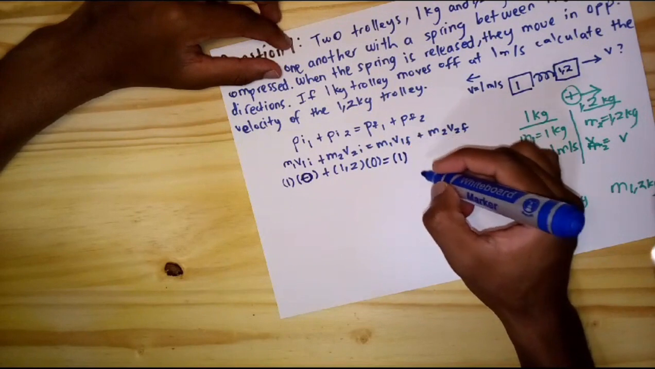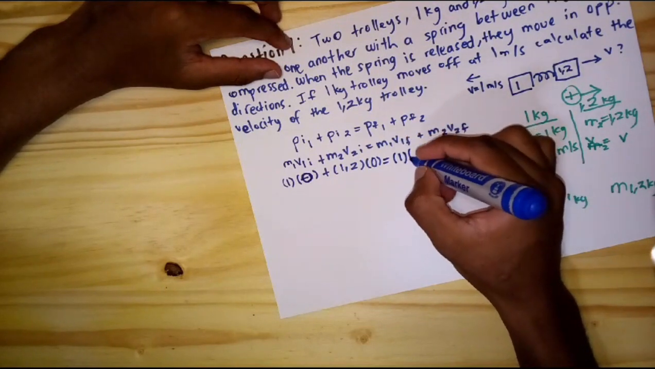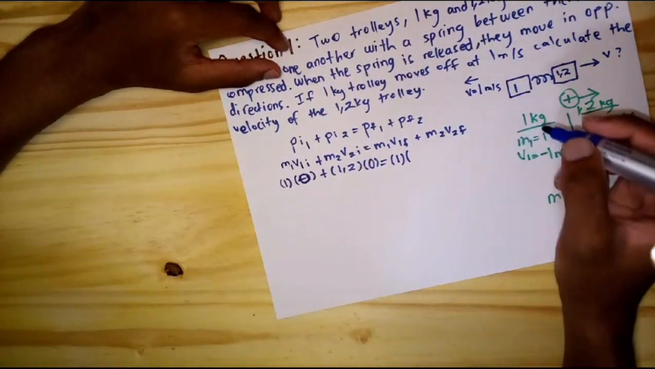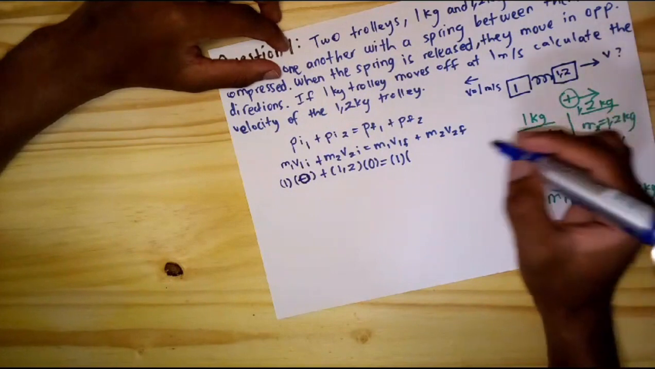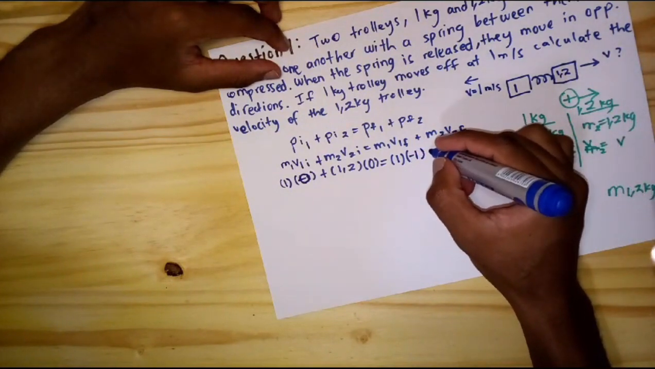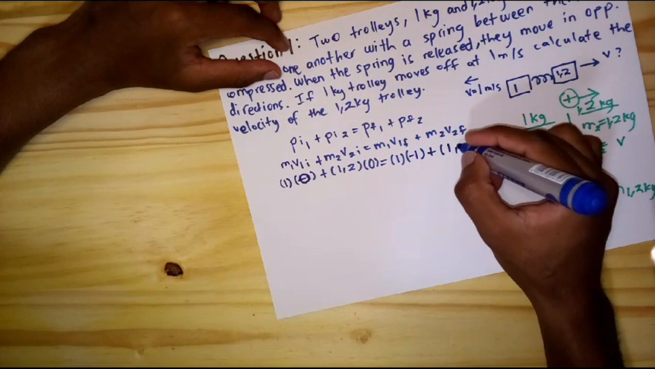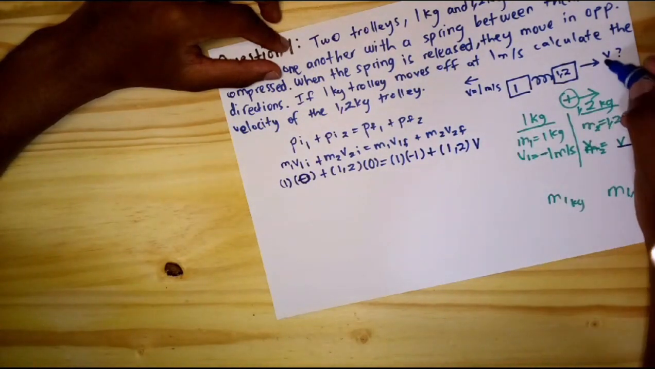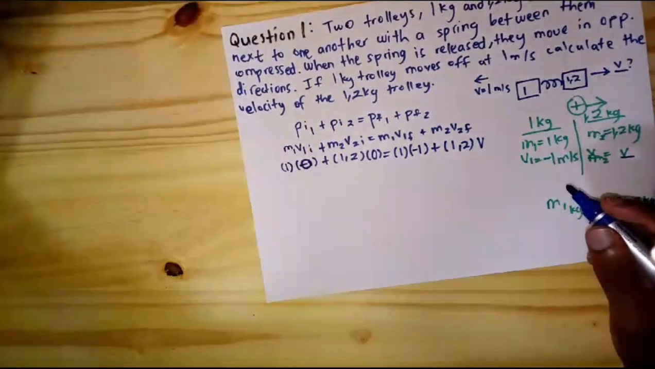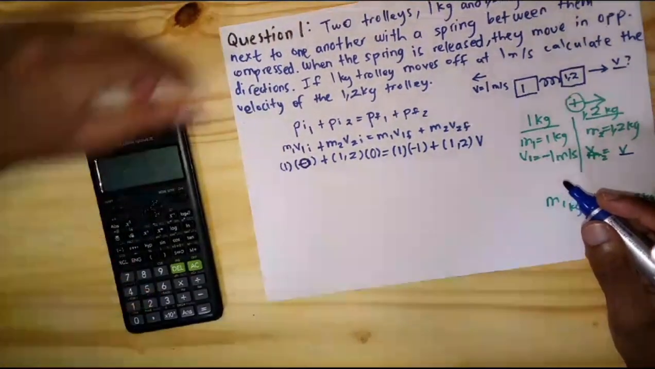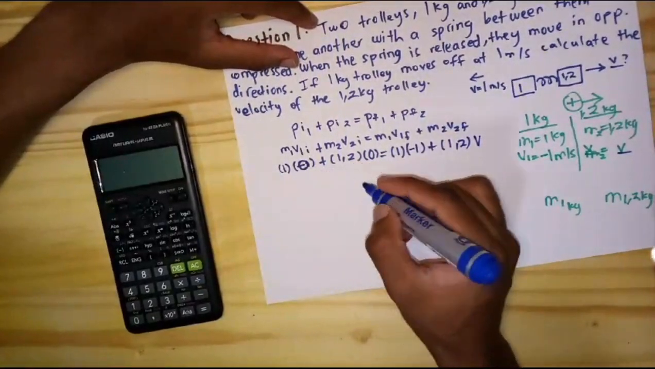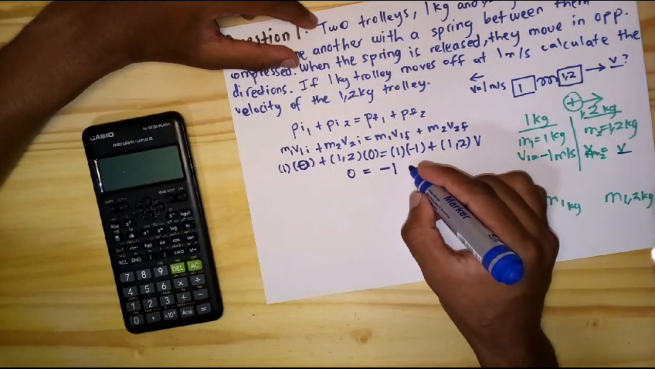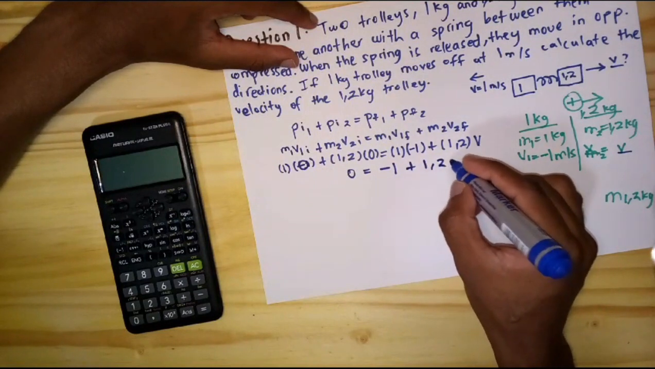And then you have 1 on this side, the mass of the object on this side, and then the final velocity for the 1 kg, which is minus 1, plus 1.2v. Remember, we were just going to annotate it as v, right? And now it's just a matter of busting out our calculators. What you get from this is 0 plus 0, so on the left hand side you have 0, and on the right hand side you have minus 1 plus 1.2v.